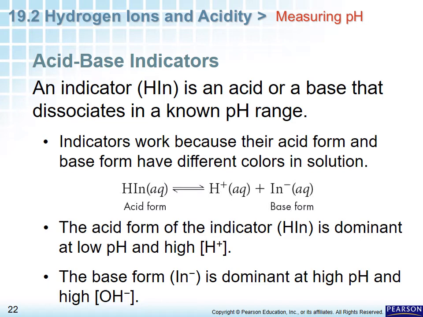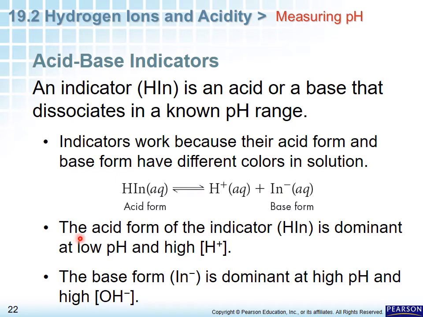Okay students, now let's talk about acid-base indicators. An indicator is an acid or base that changes color within a known pH range. Indicators work because their acid form and the base form have different colors in solution. Suppose this indicator breaks into H positive ion and base form. Okay, so the acid form becomes the base form like this.